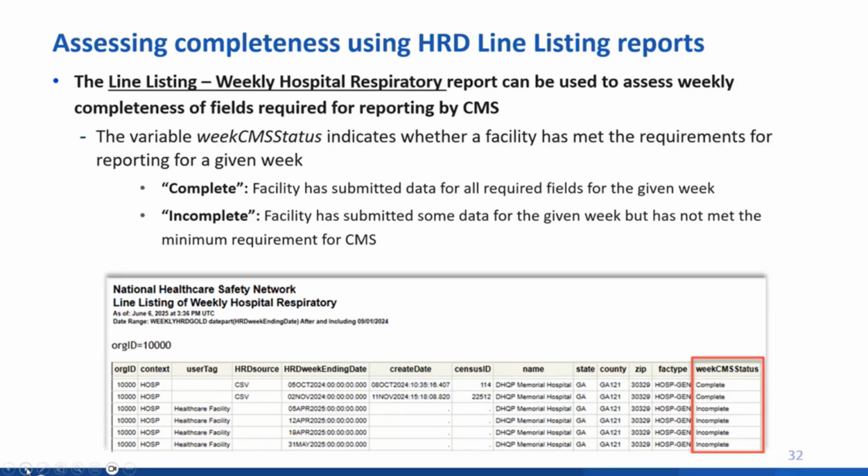that the facility has submitted data for all the required fields for that given week and has met the minimum requirement for CMS, and then a value of incomplete. A value of incomplete for that variable means that the facility may have submitted some of the data for the given week, but has not met the minimum requirement for CMS. And this might be a result of incomplete data submitted to the daily HRD pathway, or some data submitted via the Healthcare Bed Connectivity Initiative, while other data elements are still missing in the HRD module.